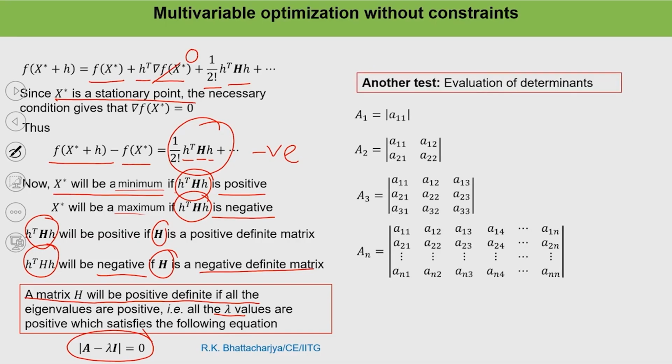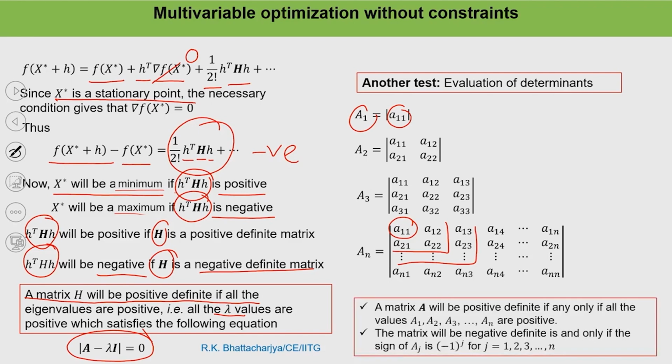Otherwise, there is another test, where we can evaluate the determinants. Suppose this is my Hessian matrix. So, A1 is the first value, that means this one, A2 is the second order, then the third order, something like that. If I calculate A1, A2, A3 up to An, then a matrix A will be positive definite if and only if all the values A1, A2, A3 up to An are positive.